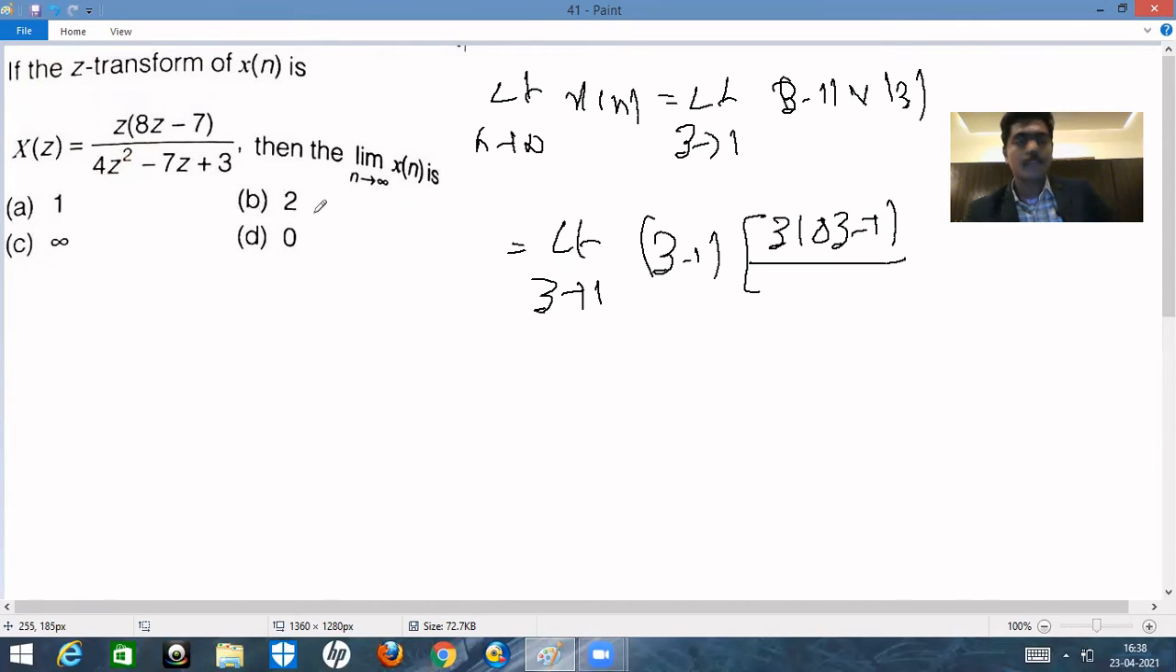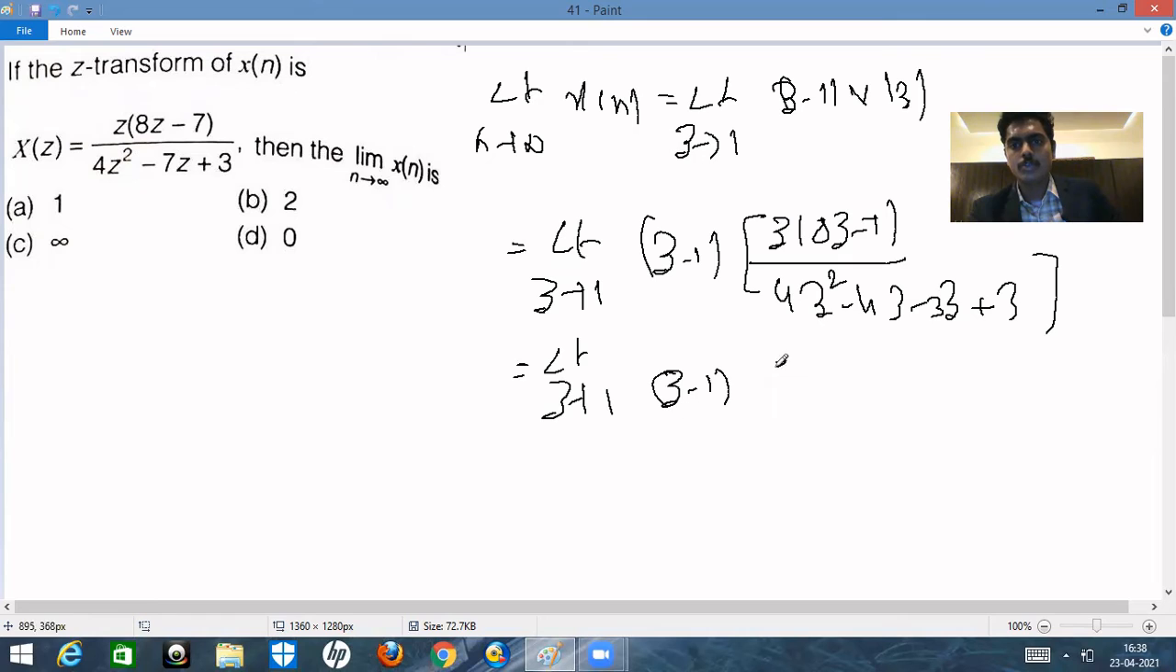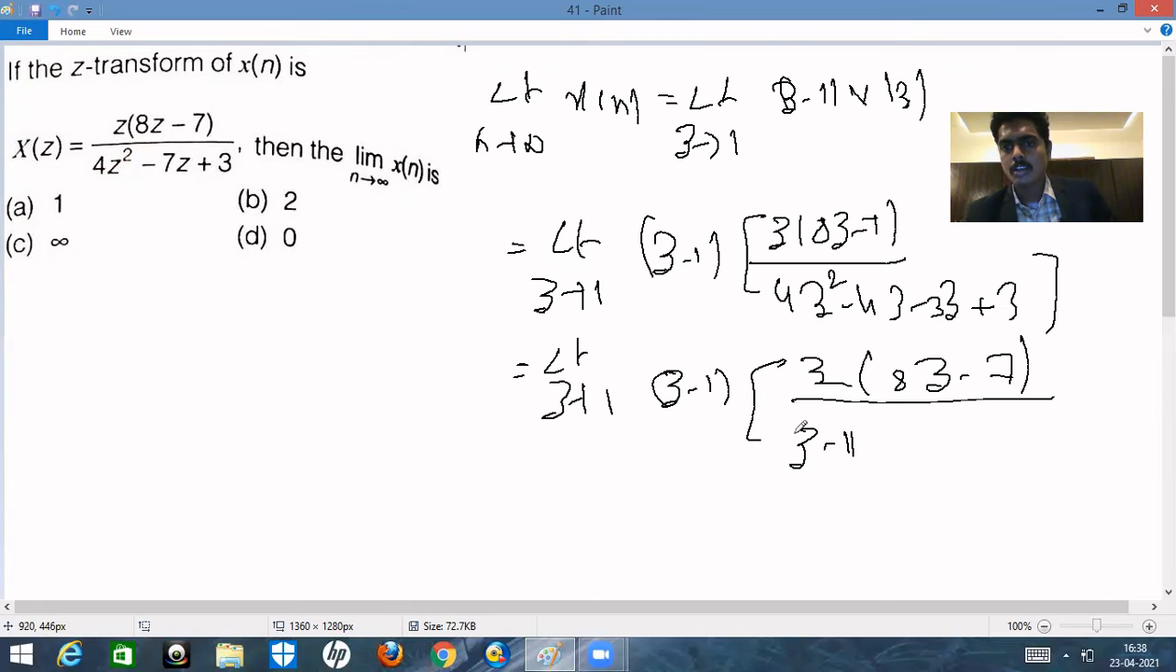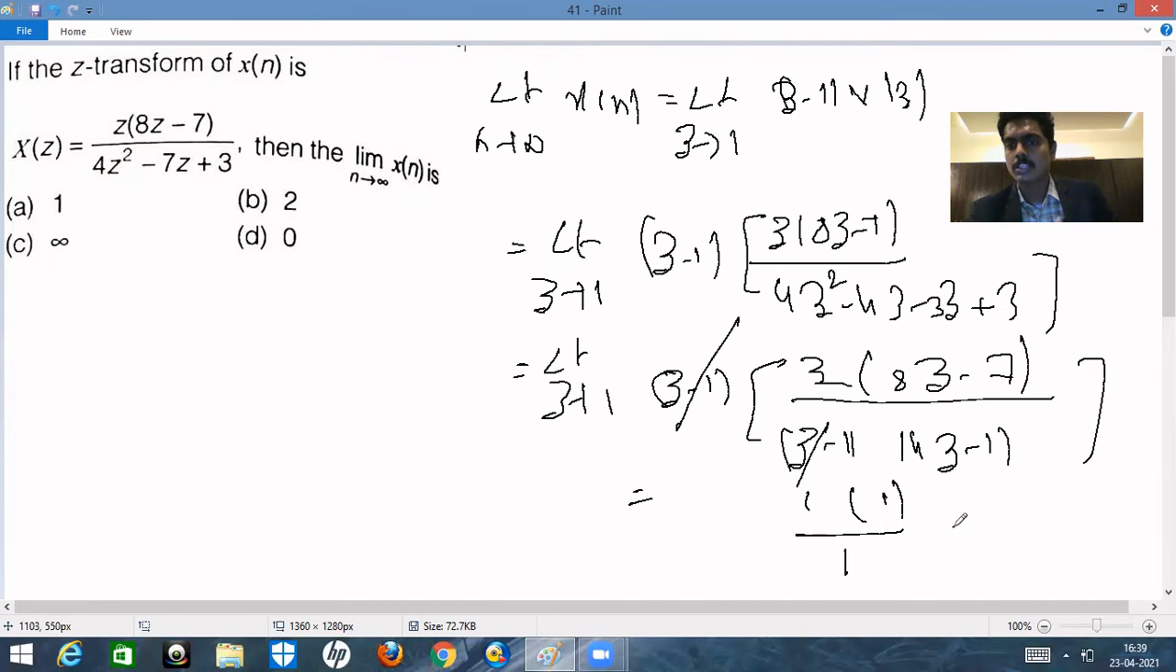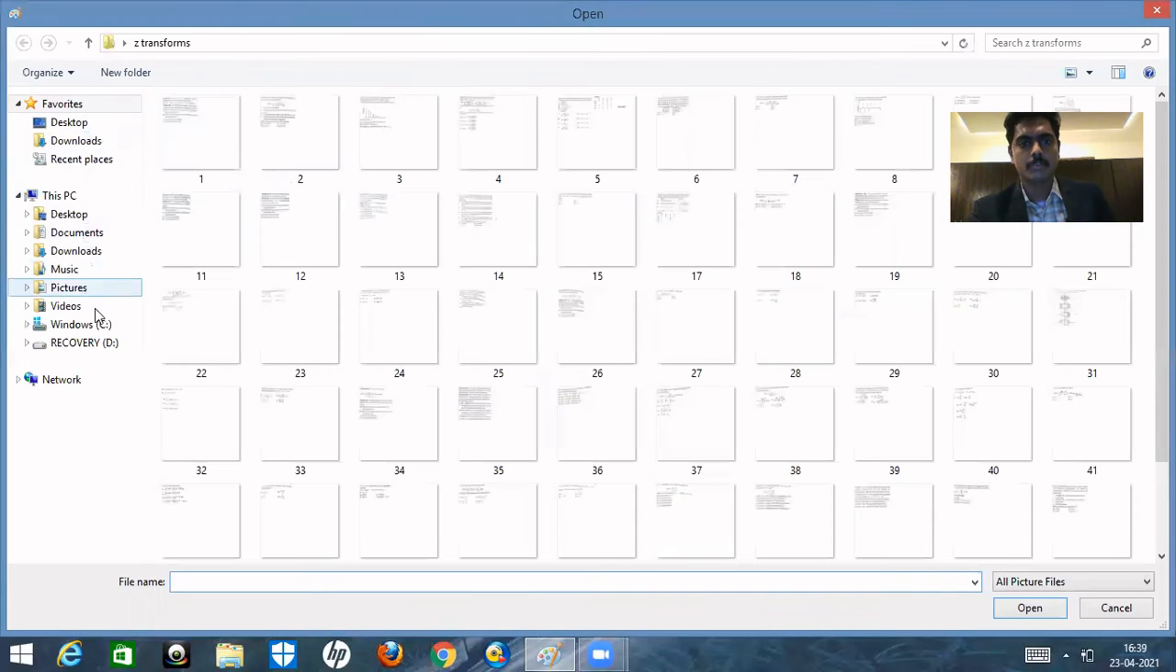So we can say that here 4 3s are 12 and we can easily write that. So 4z square minus 4z minus 3z plus 3, right? So here limit z tends to 1 z minus 1 into, so here z into 8z minus 7 divided by, so here we can take 4z as common, you will get z minus 1 over here, and here 4z minus 1 you will get it, right? So we can cancel z minus 1 on both sides, and if you substitute 1 into 8 minus 7 is 1 divided by 4 minus 1 is nothing but 1, you will get the value as 1 simply. So by using the final value theorem, we can easily get the solution for this, right? So we will move on to the next problem.